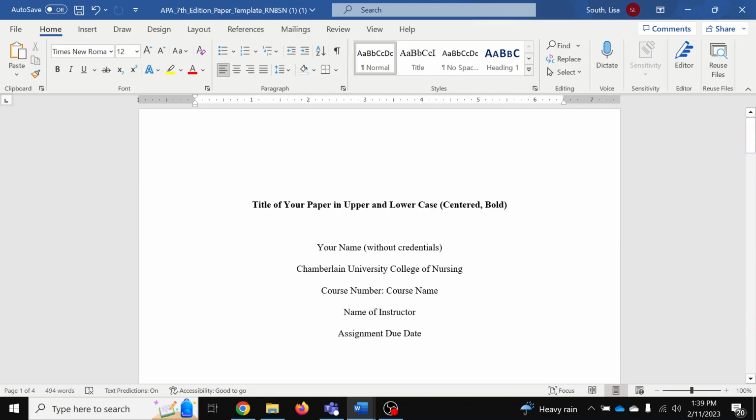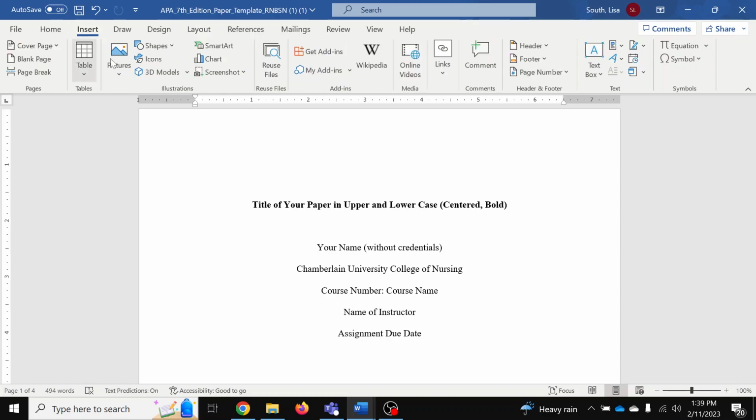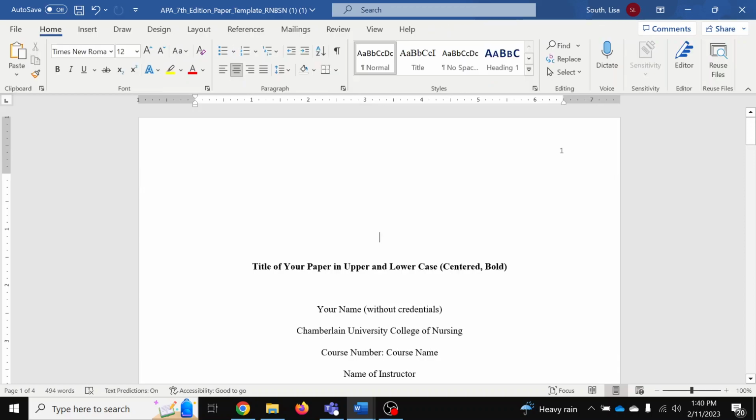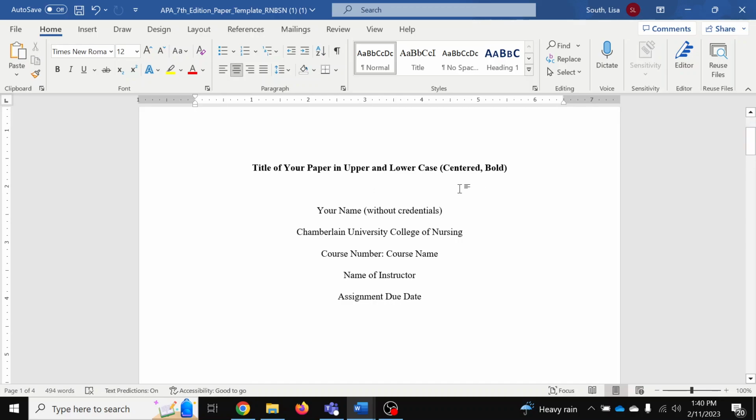Here's the title, upper and lower case. We're missing our page number. So I'm going to go up here, and I'm going to insert that page number at the top right, and it'll always be there. Okay? No running head. Here's the title of our paper, upper and lower case. One extra double space. Here's your name. I wouldn't put Lisa South, RN, PhD right here. I would just put my name, Lisa South.